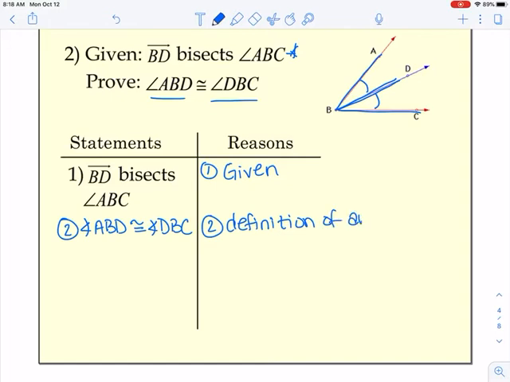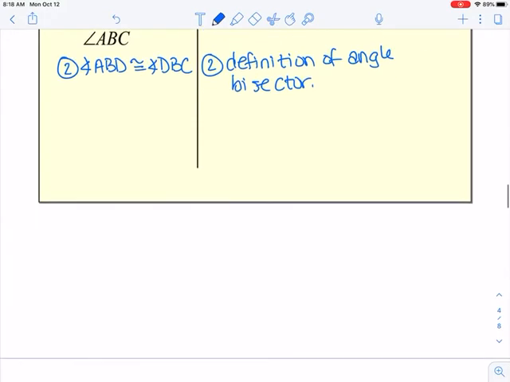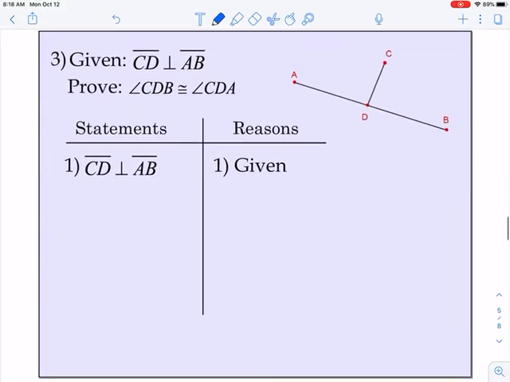Definition of angle bisector. Okay, again, this is like stating the obvious right now, but these are definitely going to get more involved. Bringing in another definition that we know about.